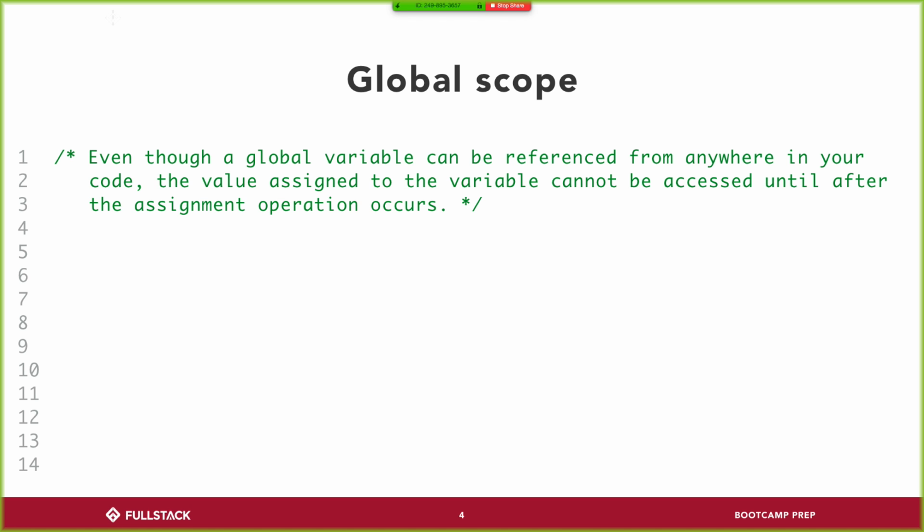So, global scope. To go over global scope, basically a global variable can be referenced from anywhere in your code. Once you declare a global variable, then no matter how deeply nested your function is, or if you have a function that gets created within a function, or if you have a bunch of conditionals that you nest a million times, even in that deepest layer, you can always have access to that global variable.